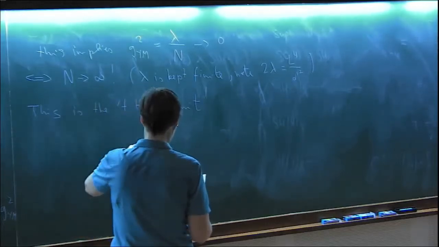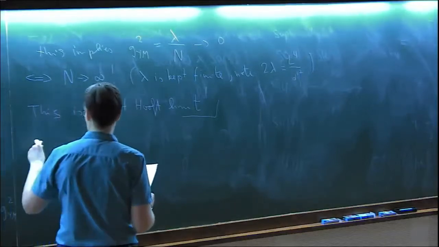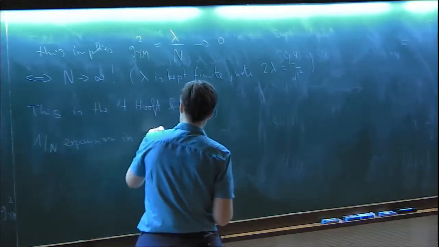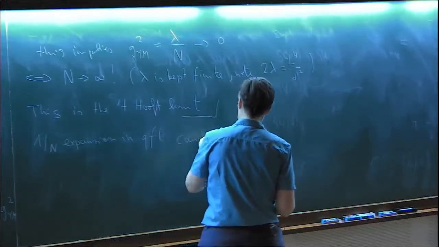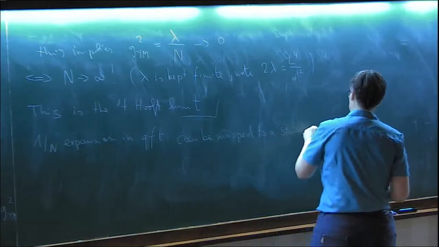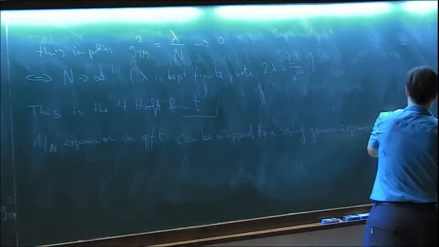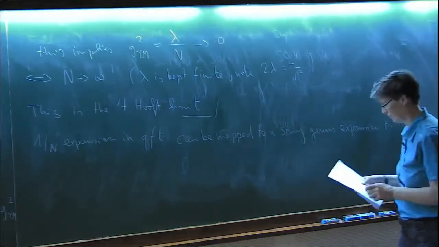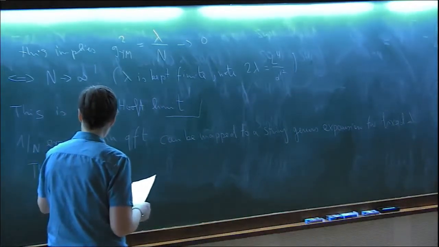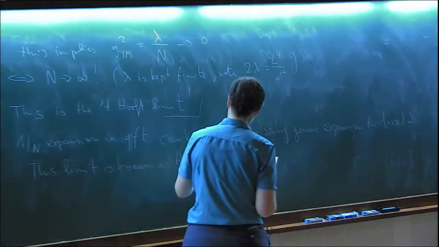Let me get back to where I was. I made this comment of mapping quantum field theory diagrams to string theory diagrams. The upshot was that the 1 over N expansion in quantum field theory can be mapped to a string genus expansion for fixed lambda. This limit is known as the strong form of the AdS/CFT conjecture.